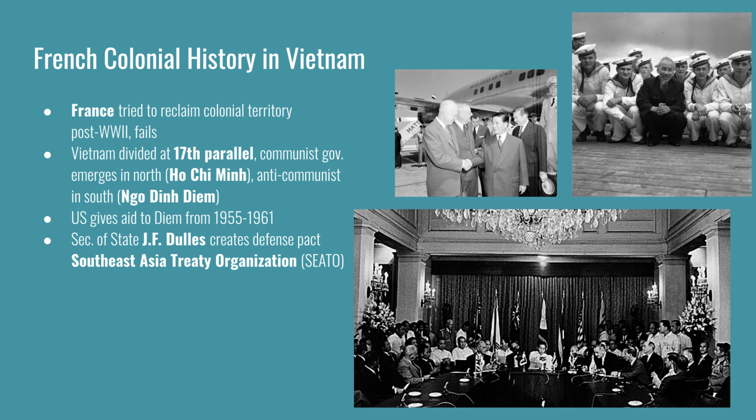The US continued to support Diem from 1955 to 1961 until he started to lose favor with his own people. When he grew to be too unpopular, the US pulled their support from Diem and instead facilitated a military coup that arrested and killed him in 1963. One more measure of US intervention in the region, driven by the fear of the Domino theory, was when Secretary of State John Foster Dulles helped create a defense pact with Southeast Asian countries in 1954, which included some outside countries like the UK, France, Australia, and New Zealand.